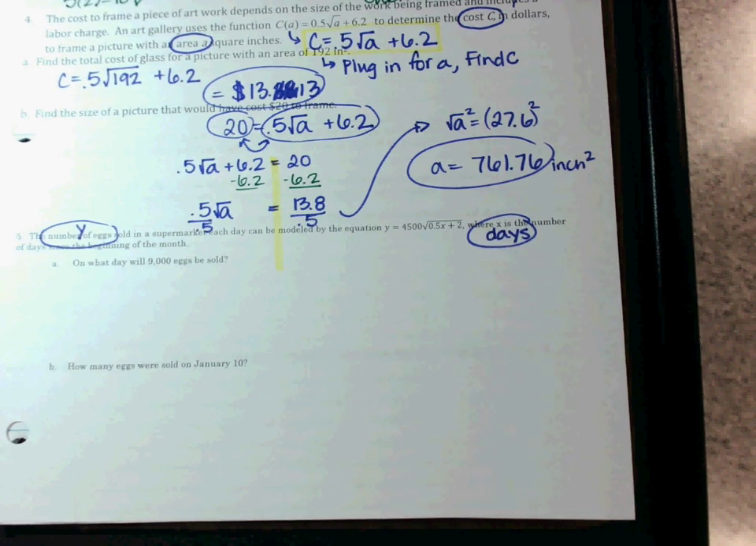So look at the first one. It says, on what day will 9,000 eggs be sold? Is that an X or a Y?